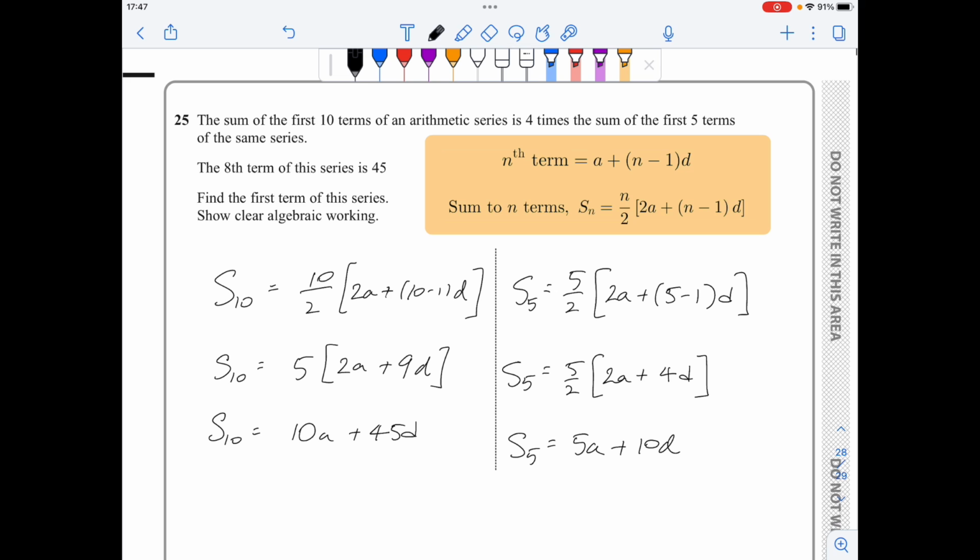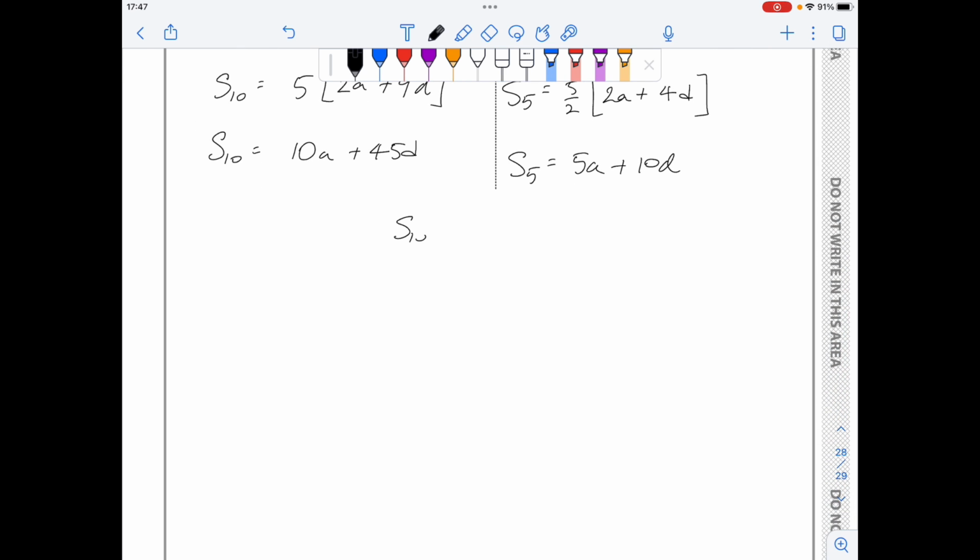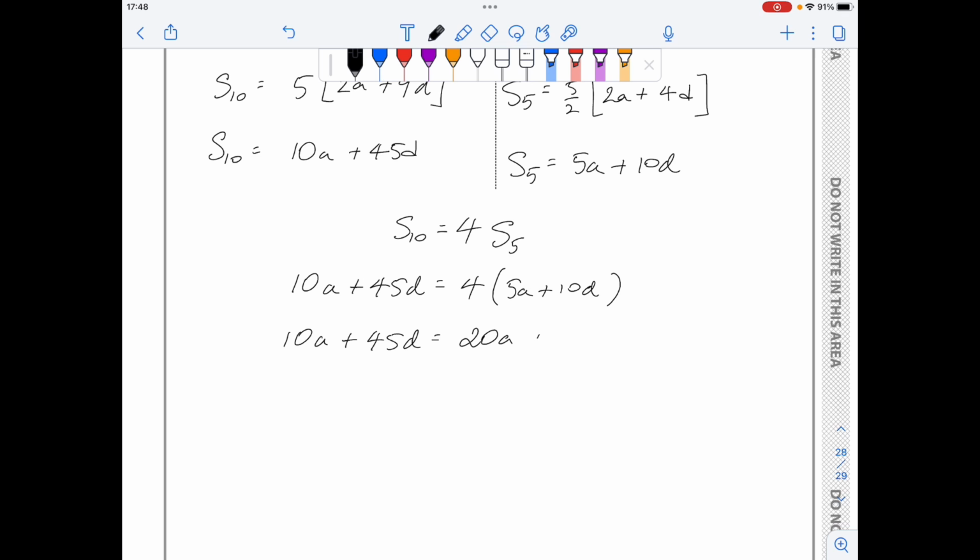Now I'm given that the sum of the first 10 terms is 4 times the sum of the first 5 terms. So let's create an equation and get a relationship between d and a. So S10 equals 4 times S5. So 10a plus 45d equals 4 times 5a plus 10d. Let's expand the right-hand side. 10a plus 45d equals 20a plus 40d. So 5d equals 10a. So d equals 2a.